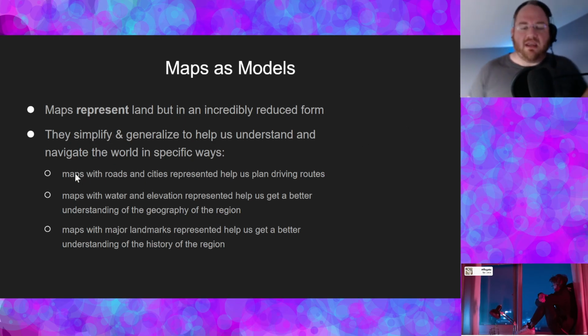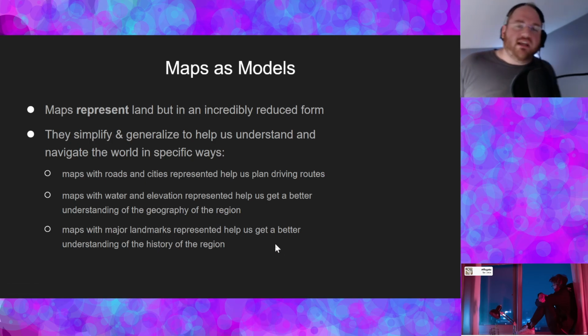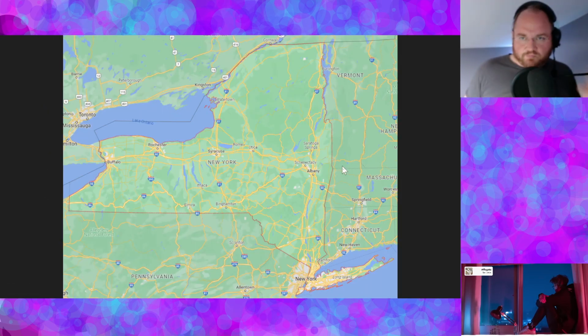So, continuing this, maps with roads and cities help us plan driving routes. Maps with water and elevation represented help us get a better understanding of geography, right? What are the structures of this place? Not just a flat overhead view, right? Major landmarks might help you get a better understanding of the history of the region.